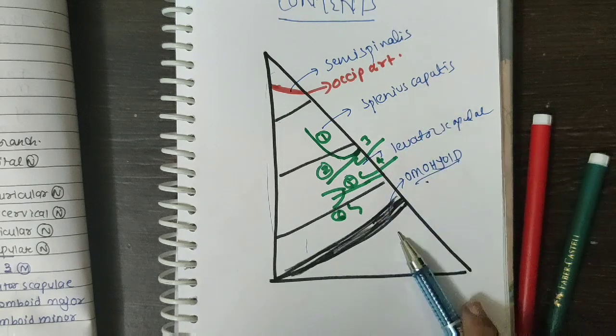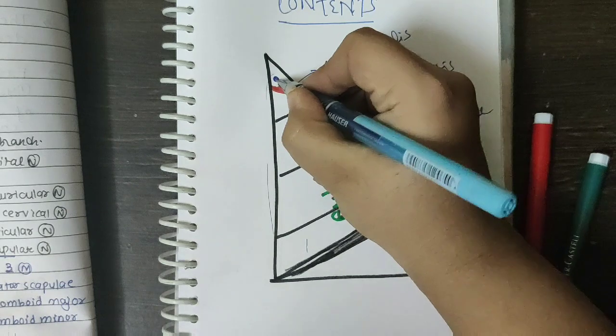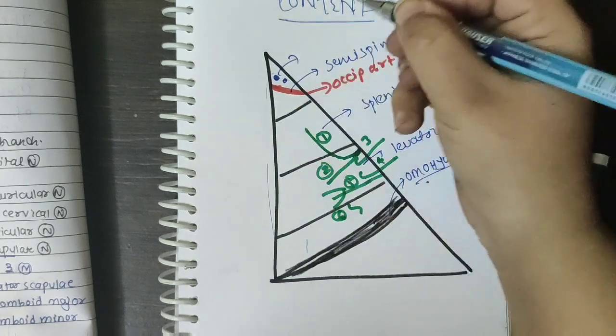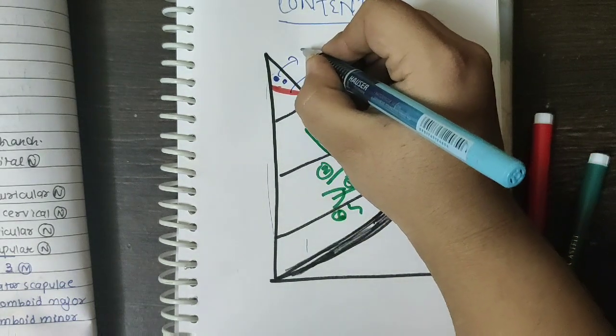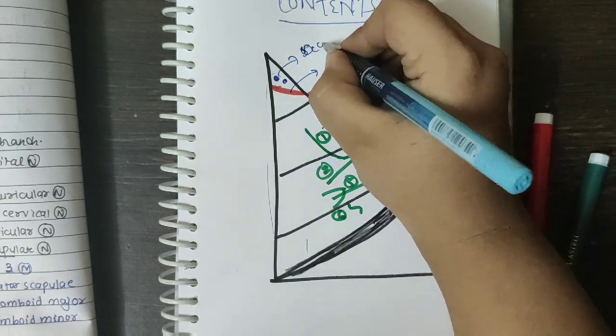So let's move on to the subclavian triangle now. Yeah, note here there is also a lymph node, that is also known as occipital lymph node.